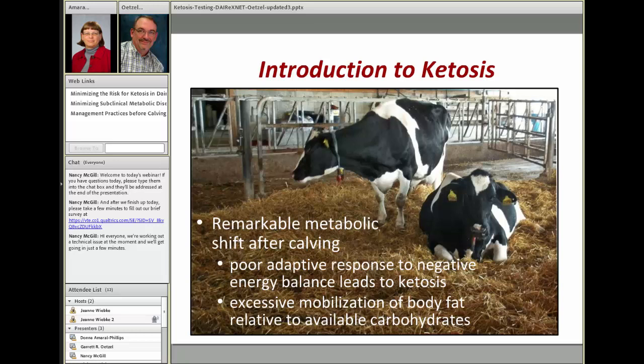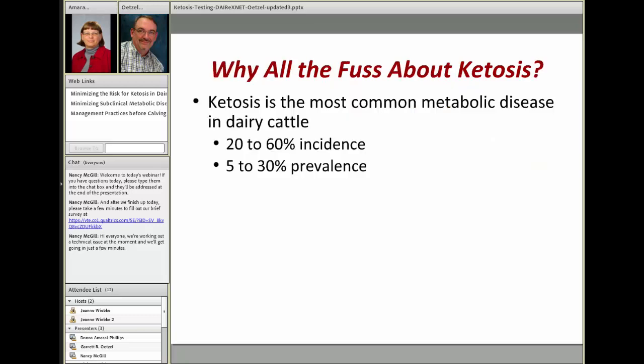So if they have a poor response to this negative energy balance, it can lead to ketosis. The mechanism there, biochemically, I think most would be familiar with. But in a nutshell, they have mobilized too much body fat. They cannot completely oxidize that body fat. They don't have enough carbohydrate skeletons to get the job done. So these ketone bodies can accumulate in the cow's bloodstream. She doesn't feel good. She eats even less, and we get into difficulty with that.